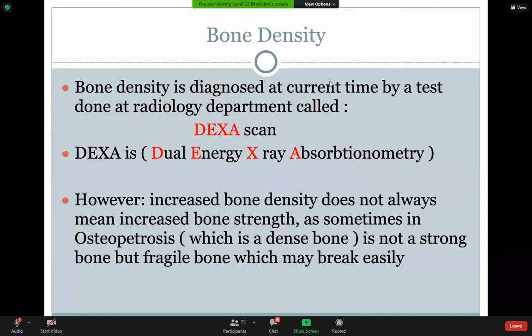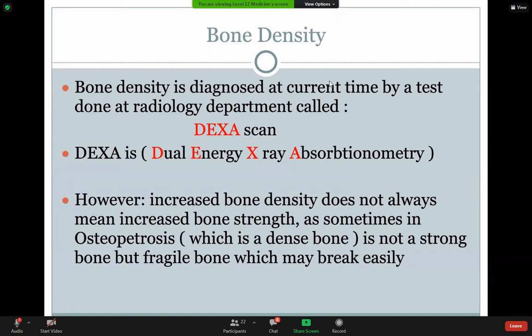So bone density is diagnosed at the current time by a test done at the radiology department called a Dexa scan. Okay, you cannot diagnose osteoporosis or decreased bone density on an X-ray. You need a Dexa scan. Dexa is short for dual energy X-ray absorptiometry.